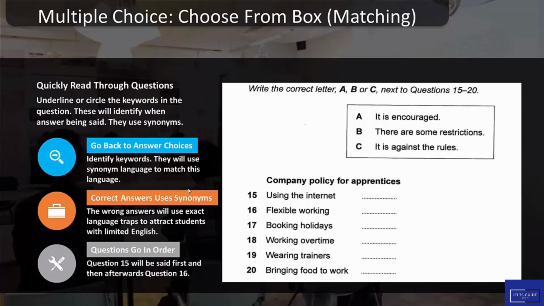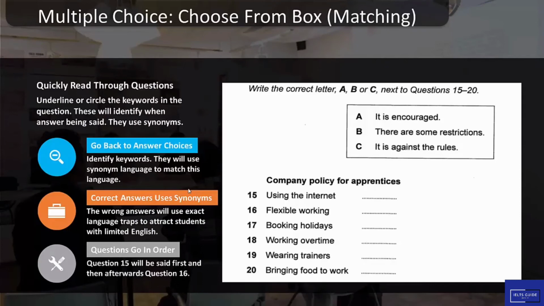Be aware they may use synonyms. They may not say booking holidays. They may say reserving a vacation, right? But it goes in order. They're not going to give number 19 and then give number 15. It goes in order. But you want to note the language in the answer choice and the language in the questions, so you recognize when they're giving that answer.